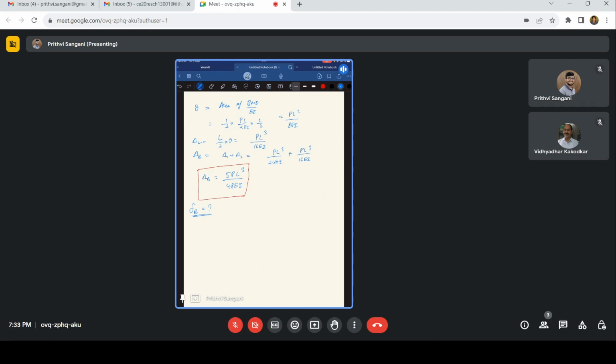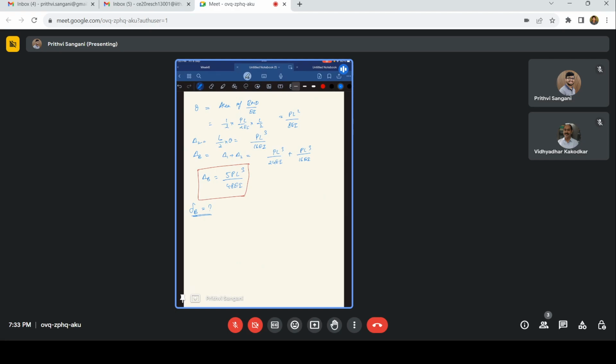So you have W. What is the bending moment here? WL, WL square by 2 here, and this is my bending moment diagram, right? So WL square by 2EI.